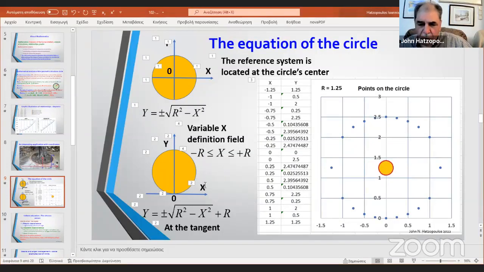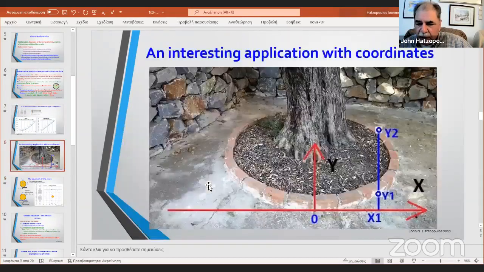That's the reason for one single value of the x here. You have two values for the y, and that's if you give a value to the x, you calculate two values for the y. With this method, I was able to put the points on the ground around the tree and draw the circle and put the bricks, as you can see, in the right position.